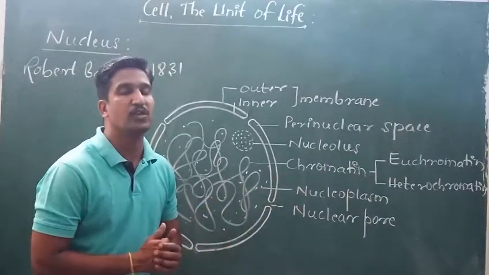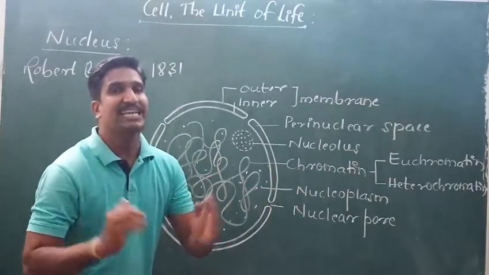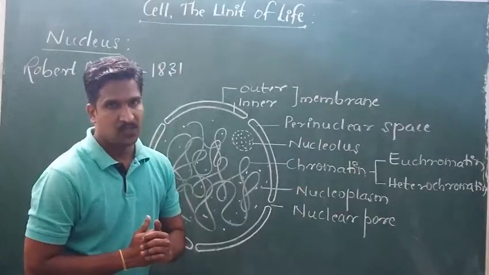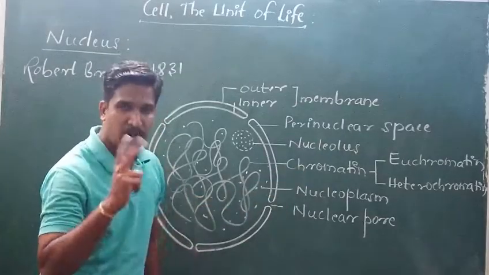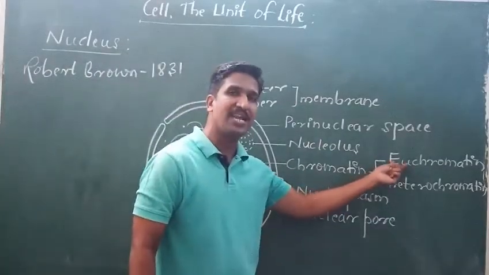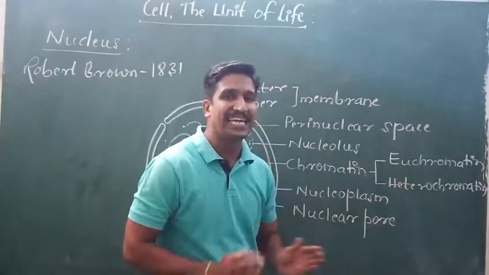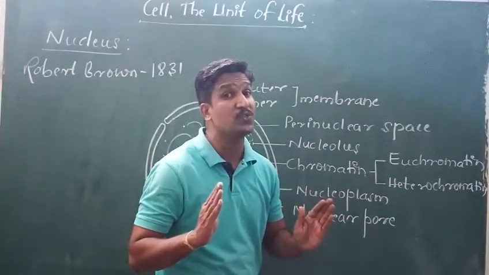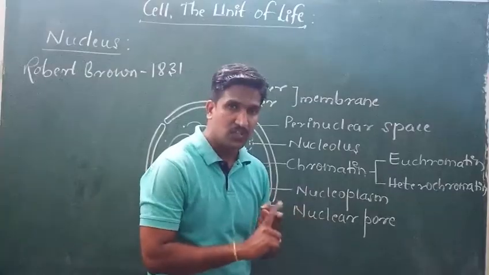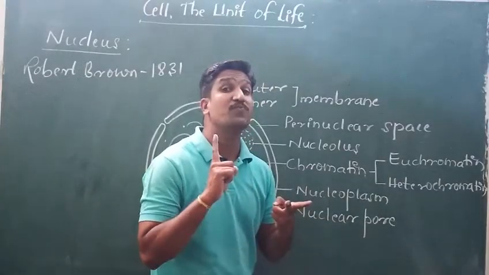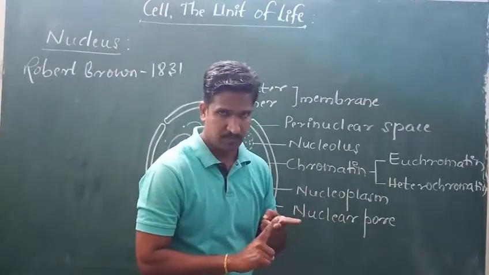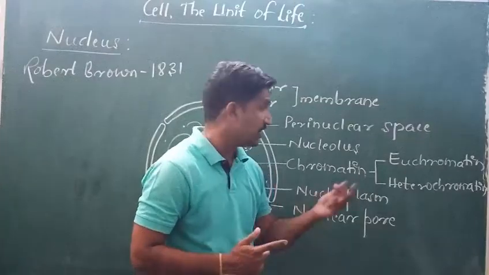So, in general, we use the word chromatin network. These chromatin are of two types. One is called euchromatin and another one is called heterochromatin, on the basis of stain and on the basis of their function. What is this stain and function?